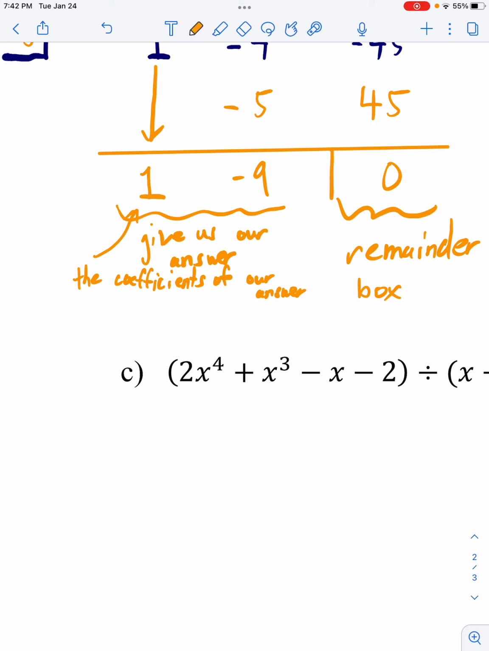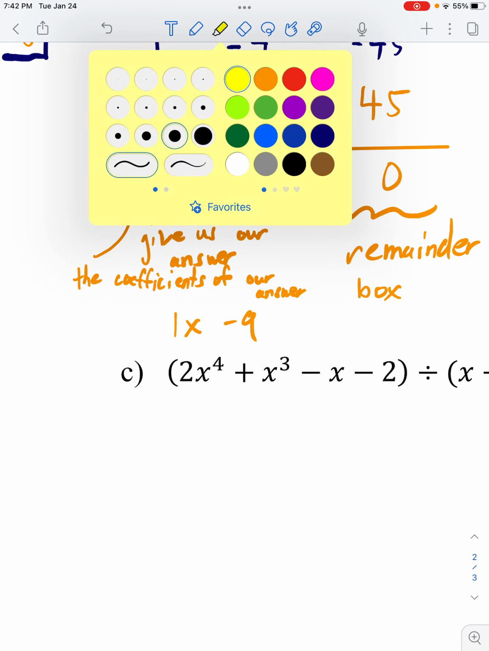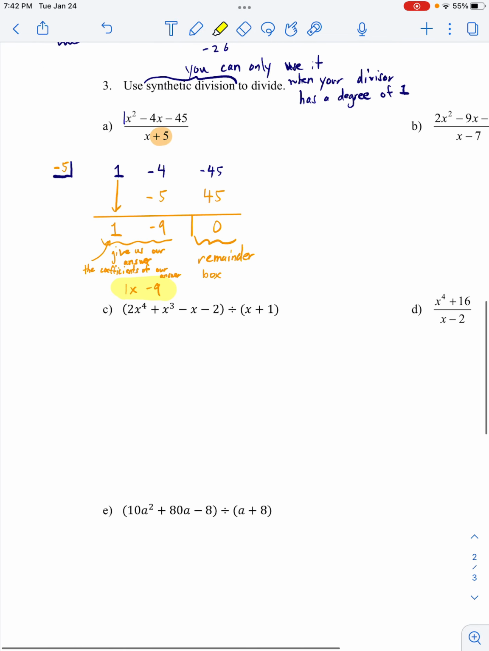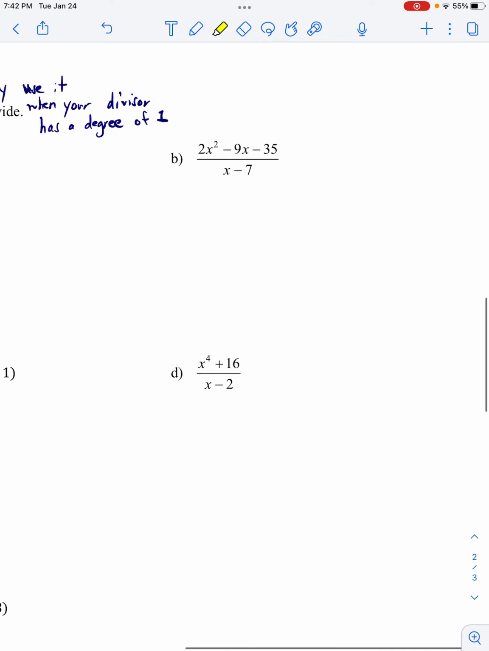To write down the answer, you just take this first number here to the left of the remainder box. You're just going to write down -9. That's our constant term. This 1 is our x term. So it's going to be 1x minus 9. That's our solution. That's our answer. Okay, so that's all you do. Okay, let's go to B.